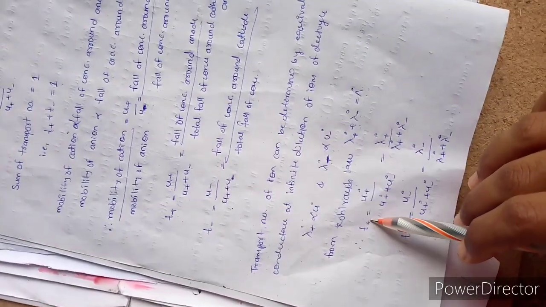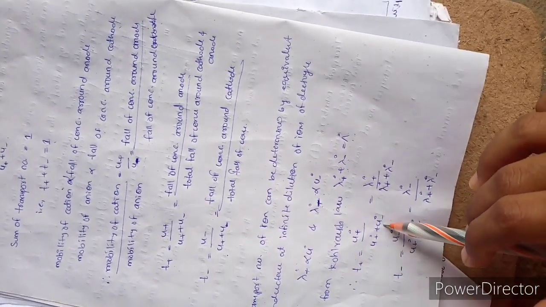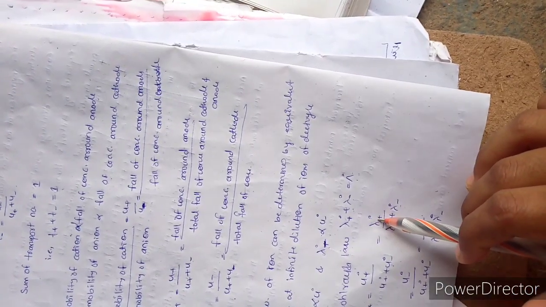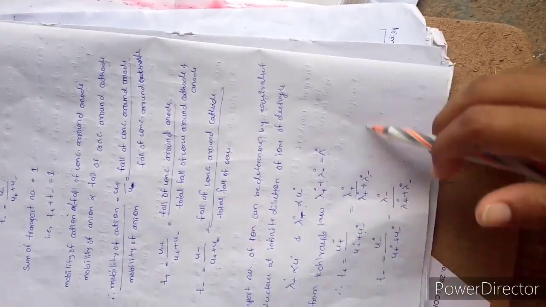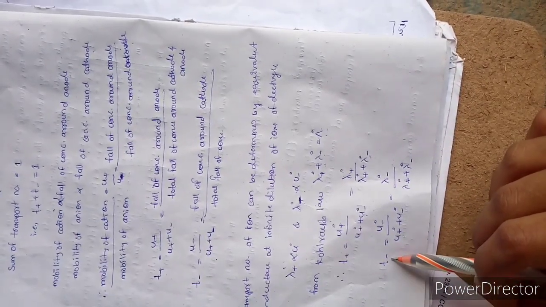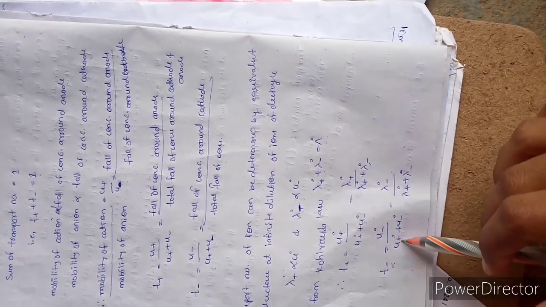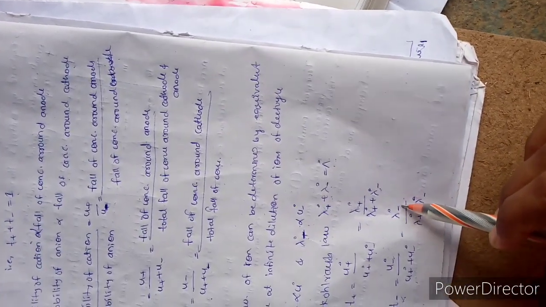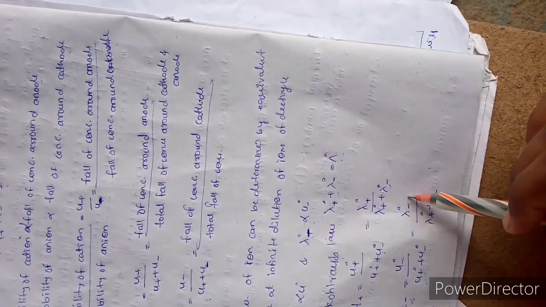The transport number of the cation will be equal to the mobility of the cation divided by the total mobility of cation plus anion, which is equal to the equivalent conductance at infinite dilution divided by the total equivalent conductance at infinite dilution. Similarly, for the transport number of anions, the mobility of the anion divided by the total mobility of cation plus anion is equal to the equivalent conductance or molar conductance at infinite dilution.